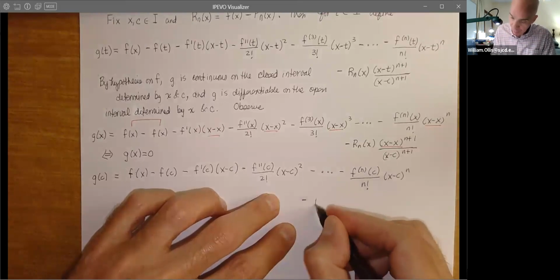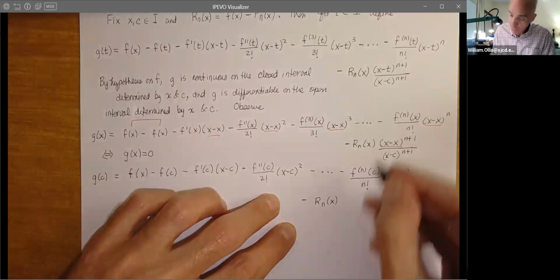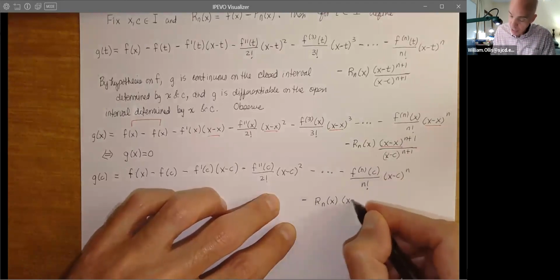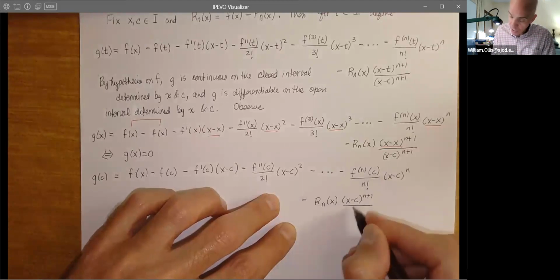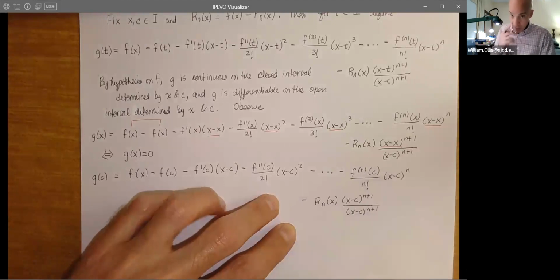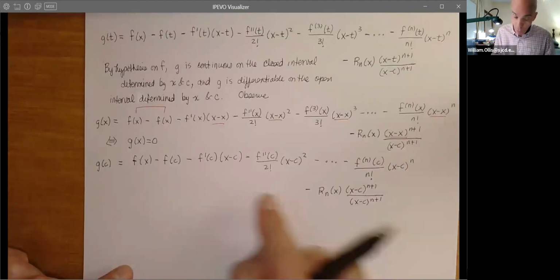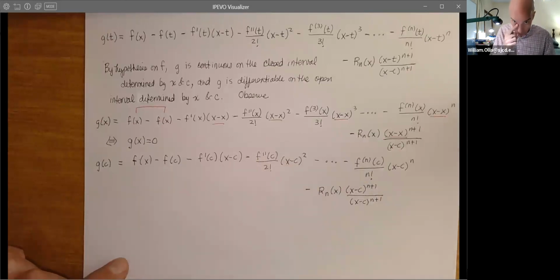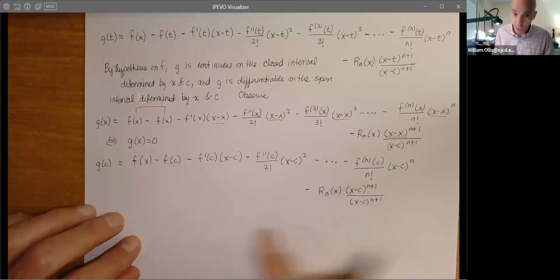minus Rn of x. And then, of course, the x minus c here, with the t replaced with c, this fraction will just give us a 1. So that was ingenious how this function was defined. So now notice we just have the Taylor polynomial with the negative sign and the remainder, because that factor is 1.